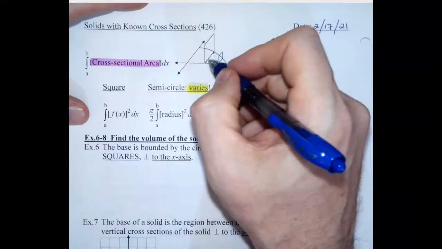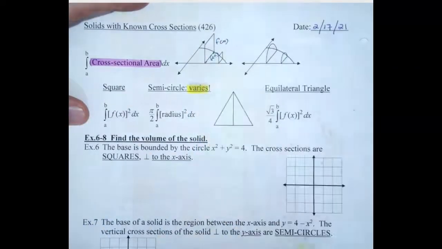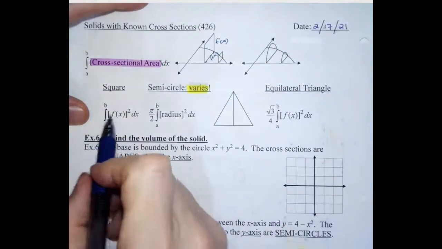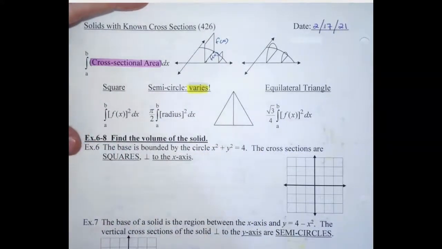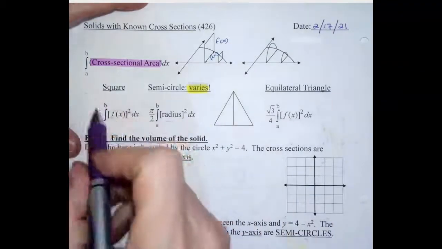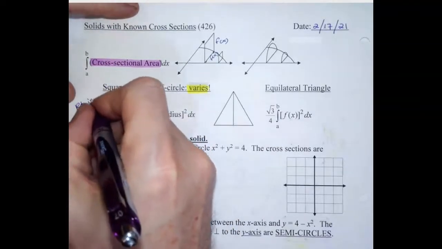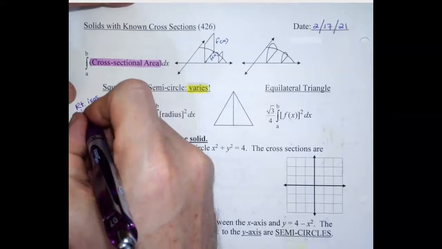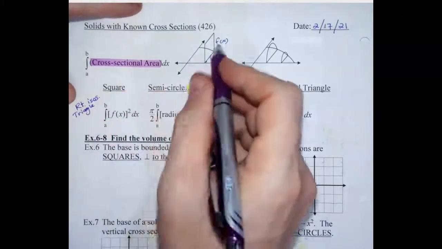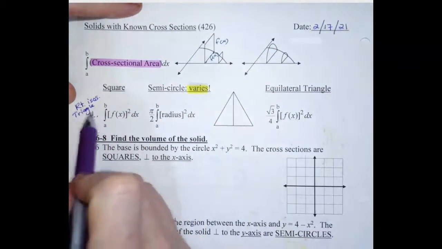The function gives us this value, f of x, and if it's a square, this will also be f of x. So we'll get f of x squared for the cross-sectional area, and then we'll integrate across those values to get the rest of the volume. Now, another thing that we can have is a right isosceles triangle. If you think about it, that is half of a square. So that would be the same thing times 1/2.